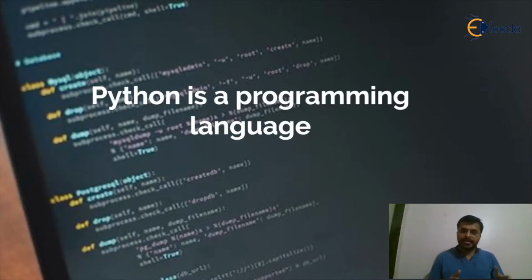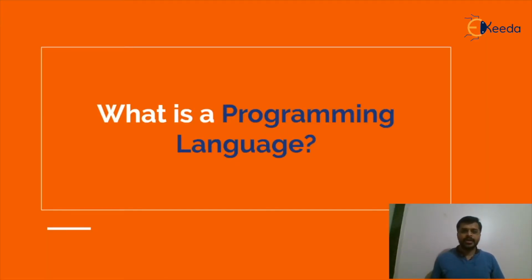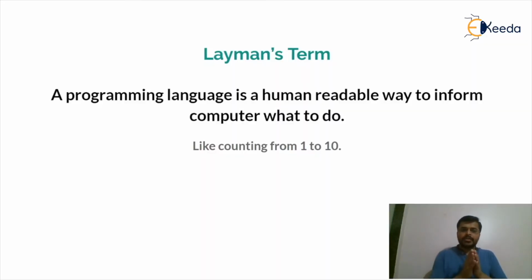So Python is a programming language. But what do I mean by programming language? Or what is a programming language exactly? In simple terms, a programming language is a human readable way to inform a computer what to do, like simple counting from 1 to 100 or 1 to 10.